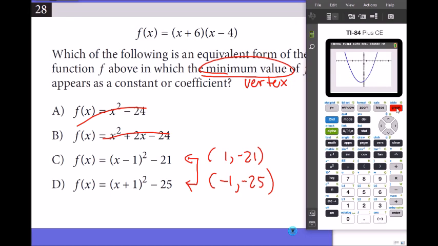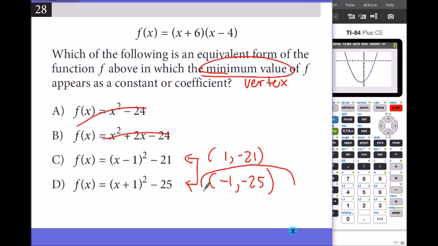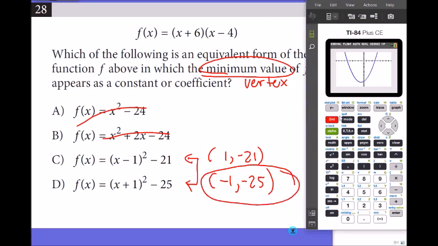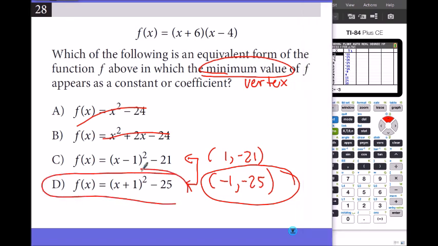So is it at 1 or negative 1? It has to be at 1, so it has to be that. But you can double check by using your table. Second graph, we'll go to the table, and as you can see, at negative 1 it's 25. At 1 it's 21, but that's not the minimum. The lowest point is the minimum, so it is D.